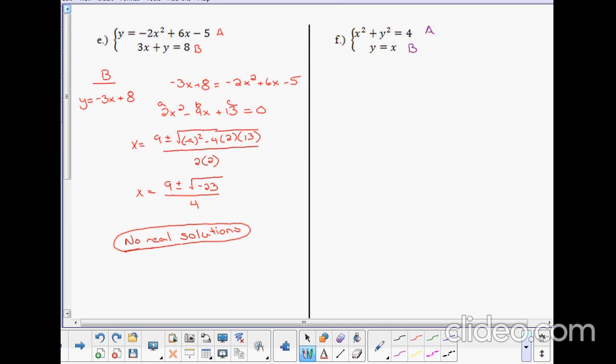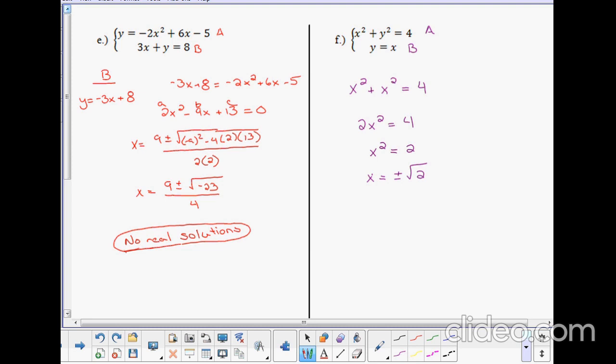Okay? So I already know that y equals x, and so I'm going to take B and substitute that directly into A. So I would have y replaced by x. So I get x squared plus x squared equals 4. Then I would add my x squareds together, so 2x squared equals 4. Divide by 2, x squared equals 2, so x equals plus or minus the square root of 2.